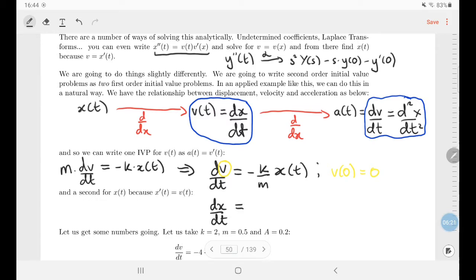But the derivative of x is just v. I'm going to write v of t. I probably should just write v. And then this is the differential equation for x. x of 0 is equal to a.